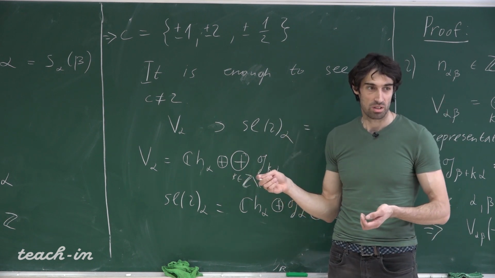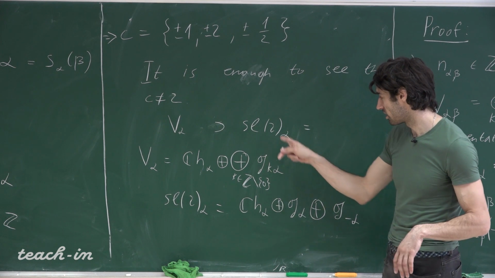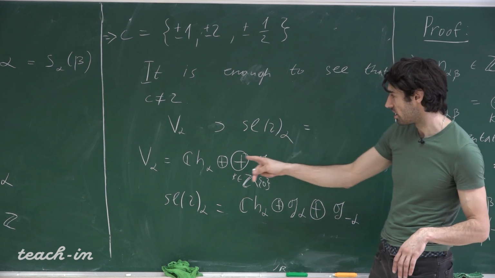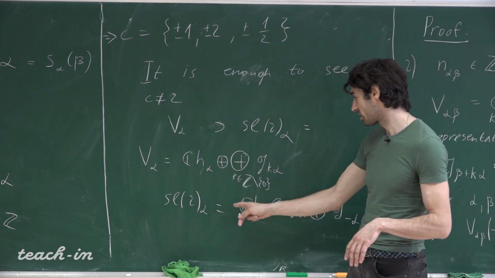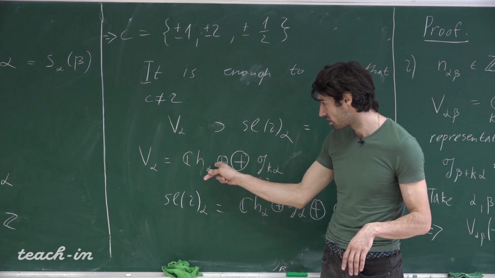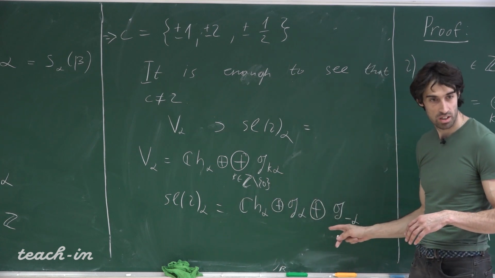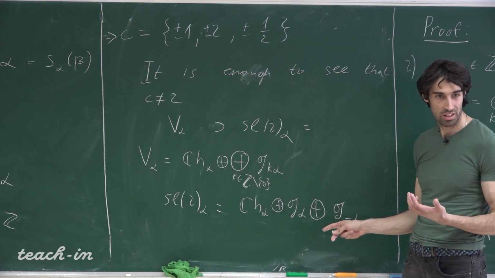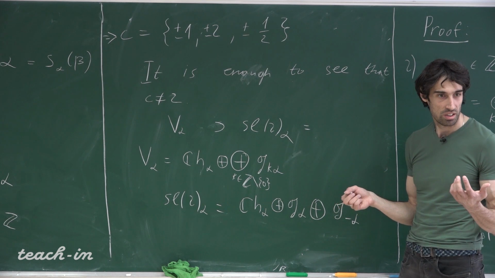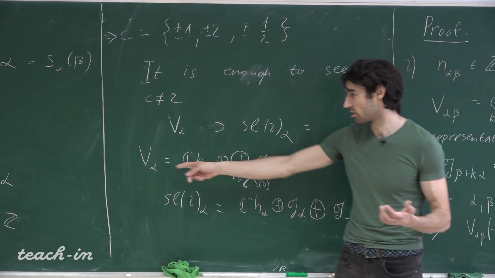Right? So SL2 acts on here. Inside this representation we have a subspace which is an adjoint subrepresentation. And the adjoint representation is reducible. But this guy is also reducible.